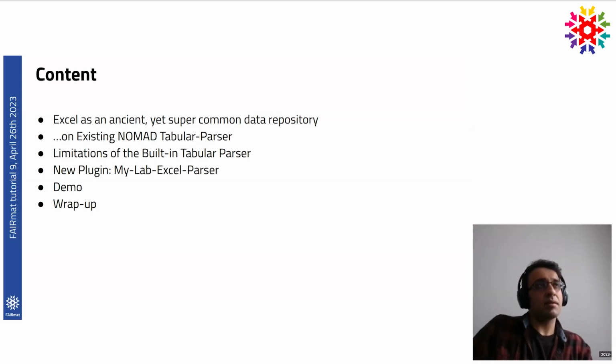Then I'll tell you a little about the already existing tabular parser in NOMAD. So we already have this parser that parses the Excel file. Then I'll tell you the reason why you probably might need to develop your own Excel parser, because of some limitations, some specific edge cases that the current tabular parser is not able to handle. Then I'll show you a step-by-step development of the new Excel parser. I'll give you a live demonstration and at the end a wrap-up of the new tabular parser.